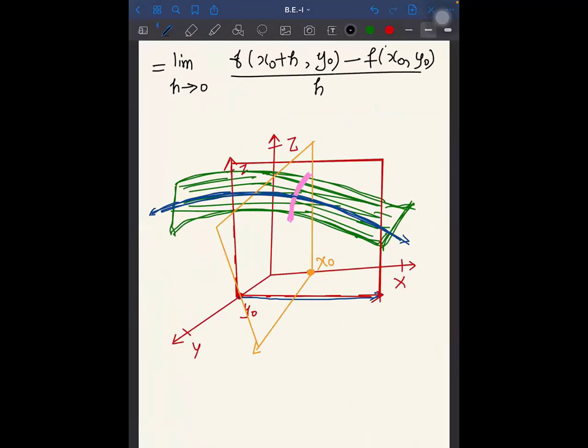You got how it works, the partial derivative stuff? Yes. Okay. Yes, sir. So that's it for today.